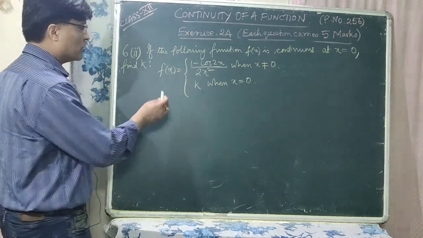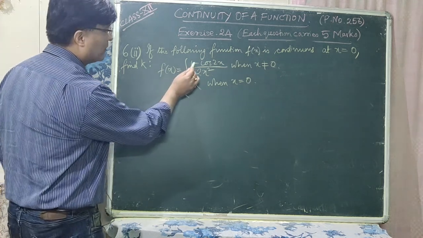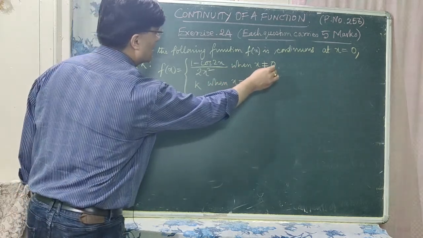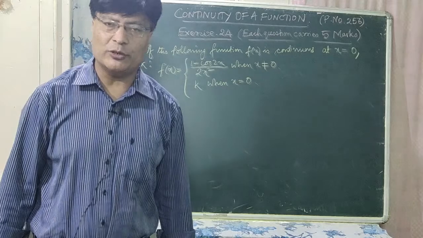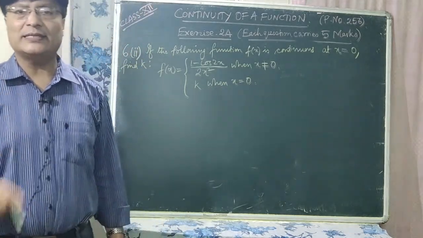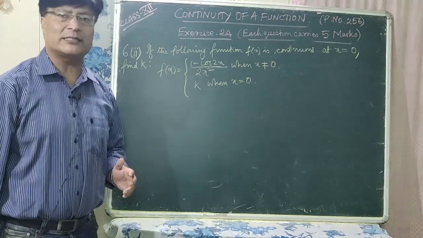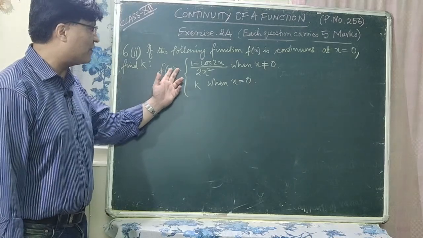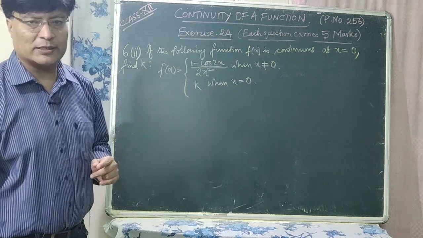So in this case also, it is given that f of x is equal to (1 minus cos 2x) whole divided by 2x square when x not equal to 0. So what is meant by x not equal to 0? Either x is greater than 0 or x less than 0. For both these conditions, x greater than 0 and x less than 0, we will use the same function, that is f of x is equal to (1 minus cos 2x) divided by 2x square.